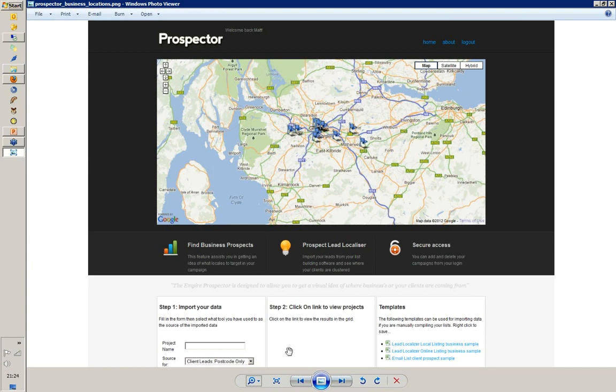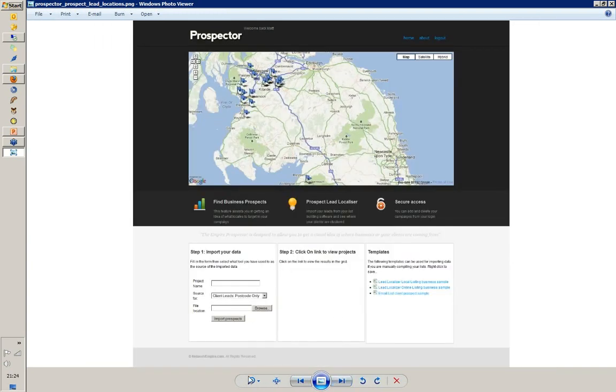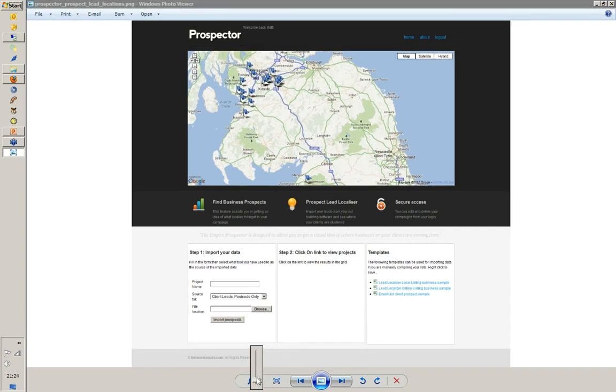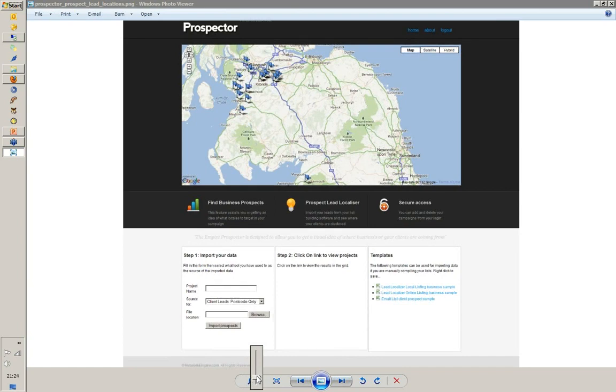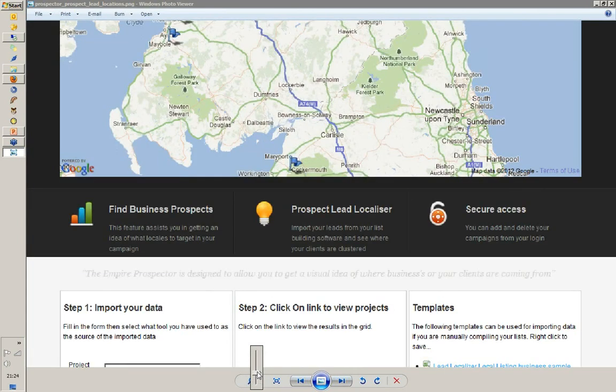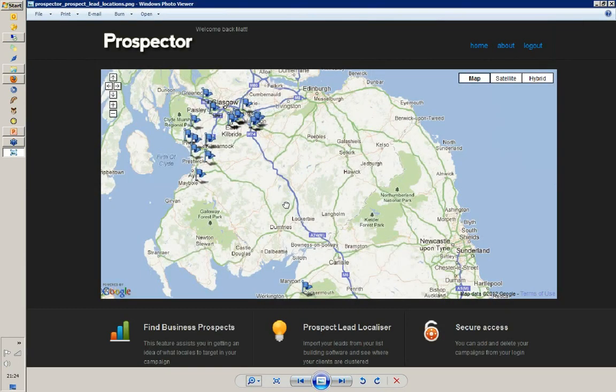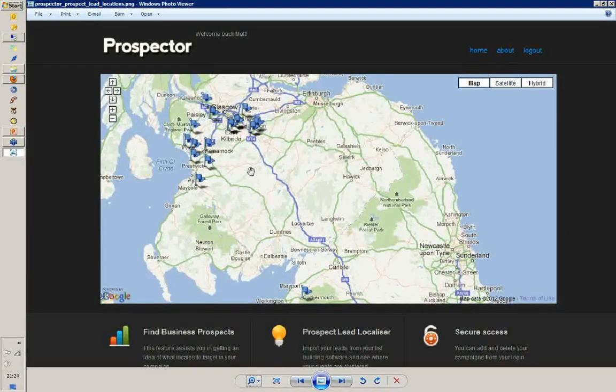Now the next picture is where we go to the opposite side of the coin and we actually look at the leads. Okay, where are our leads coming from? So all I've done here on this one is I've imported the postcodes of where all the leads are coming from. So you can see around Glasgow, there's a lot of leads around Glasgow and there's a lot of leads around the Kilmarnock area.